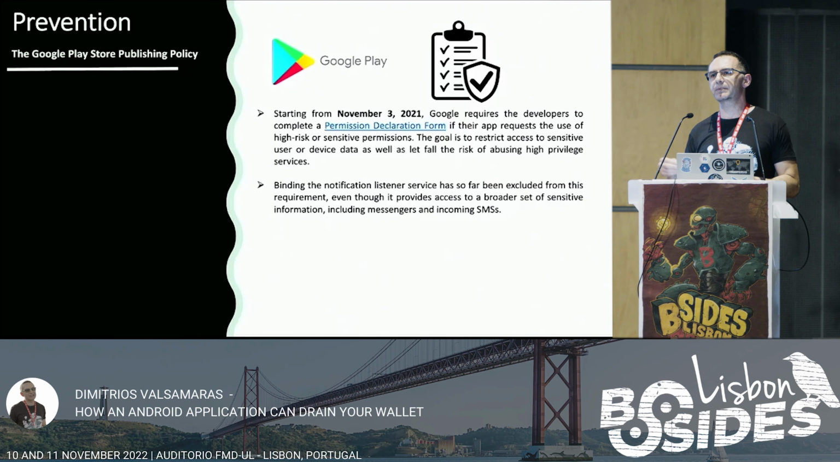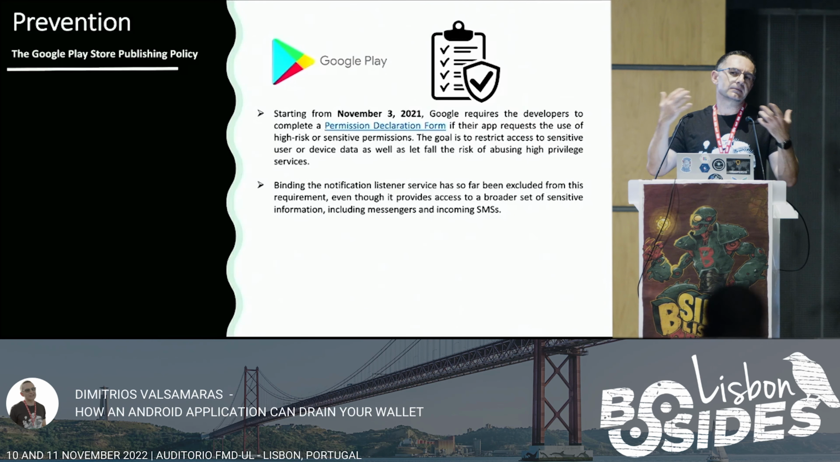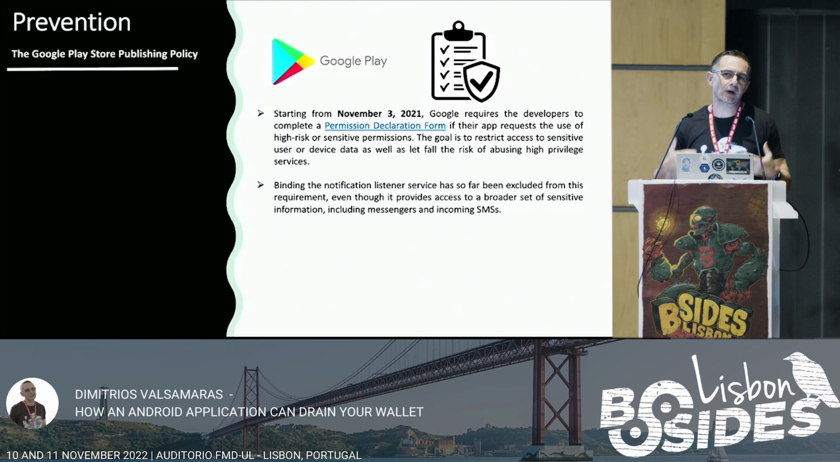For example, an app which requests some permissions to retrieve personal information or SMS permissions has to be justified. So the developer has to complete a permission declaration form in order to justify how I'm using this type of permission, what I'm doing with this type of permissions.